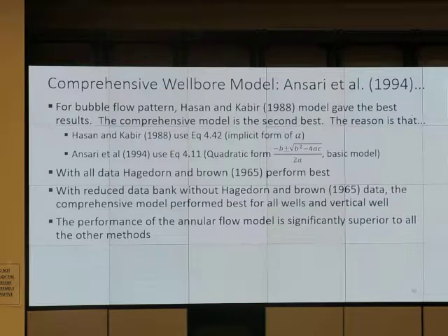Let's take a look at the comment. For bubble flow pattern, Hassan-Kabir model gave the best result. The comprehensive model is the second best. The reason is Hassan-Kabir used implicit form. But Ansari used rudimentary form, the basic form. It solved different equations, 4.42 and 4.11 for alpha. Where's 4.42? And where's 4.11? You see it? 4.42.